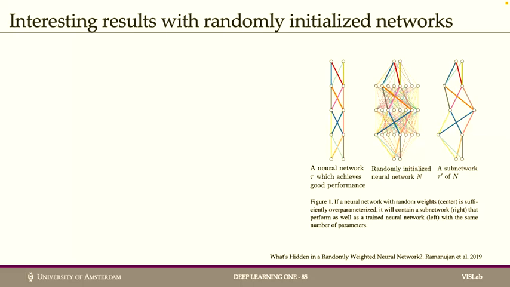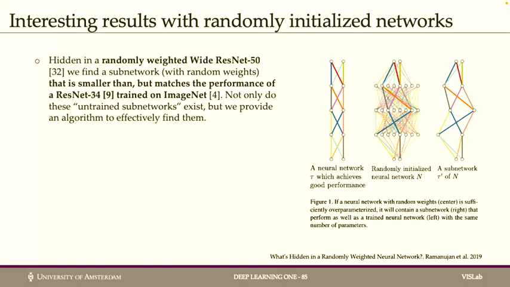All right. Now, that being said about the random initializations, there are actually some really interesting results within randomly initialized neural networks. I find this paper quite interesting, called What's Hidden in a Randomly Weighted Neural Network. What they do is the following. They find an algorithm which can find, hidden in a randomly initialized wide ResNet 50, which is just an architecture, a subnetwork which has completely random weights that matches the performance of a ResNet 34 trained on ImageNet.